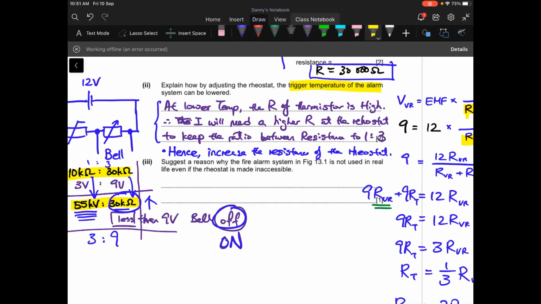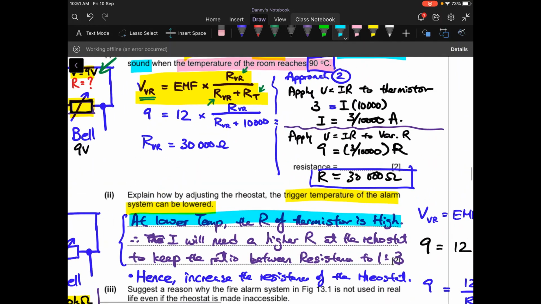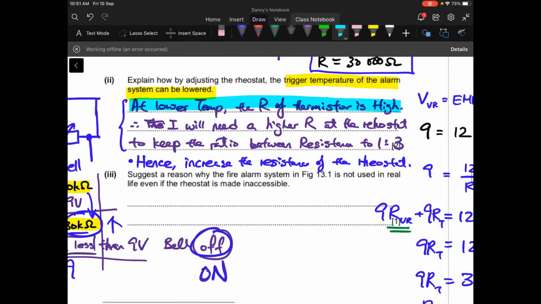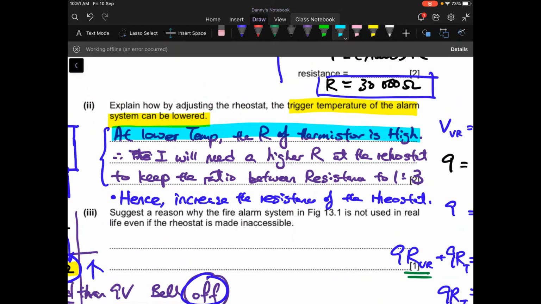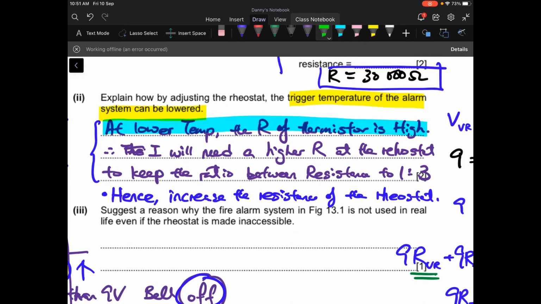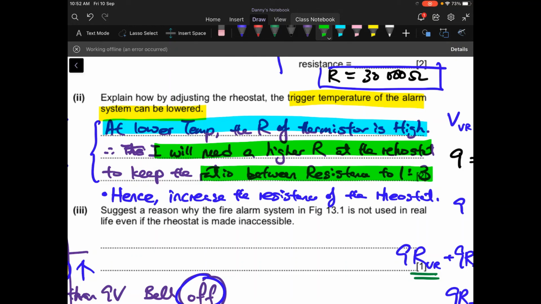So this way I have shown to my marker that when the question asks me to lower the trigger temperature, I am able to interpret the graph over here, and I realize that at a lower trigger temperature, my resistance of the thermistor will be higher. Then next, I'm trying to tell the marker that I also understand how that would affect my circuit, that when the thermistor resistance is high, I would need to have a higher resistance for my rheostat so that the ratio between the resistance is 1:3.